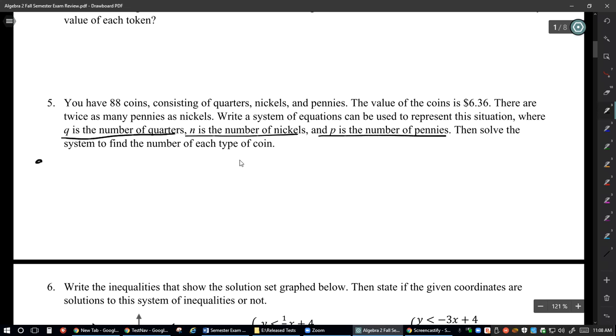And so they gave you your variables this time. So Q is the number of quarters, N is the number of nickels, and P is the number of pennies.